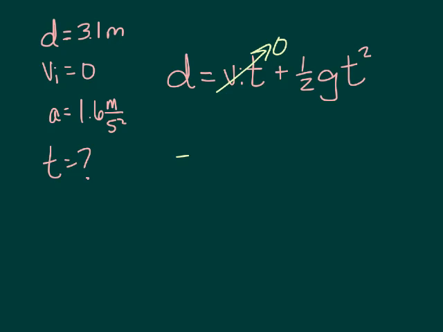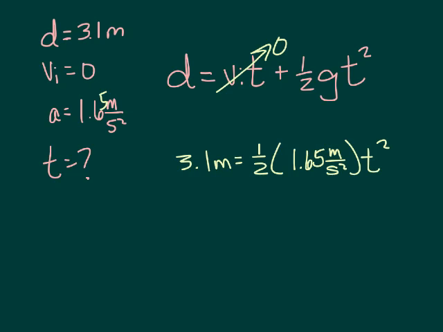So I had 3.1 meters, and that equals half, and then they gave us 1.65 meters per second squared, and then t squared. I left off the half.